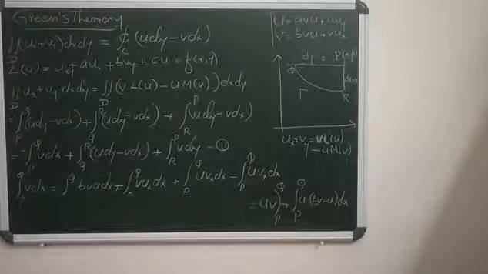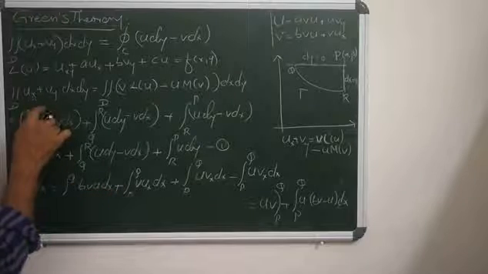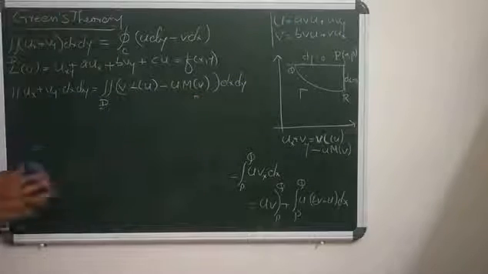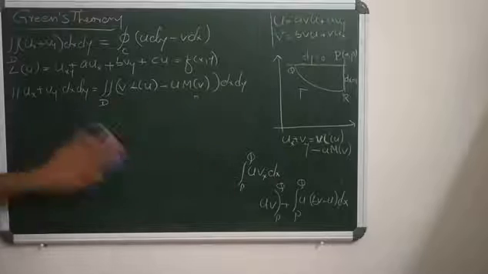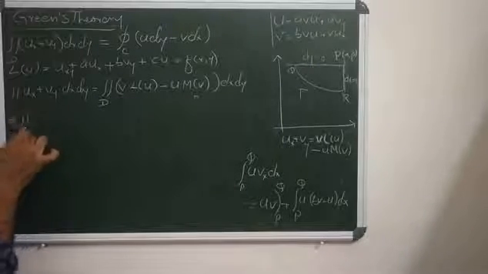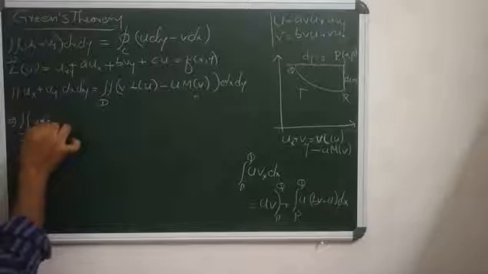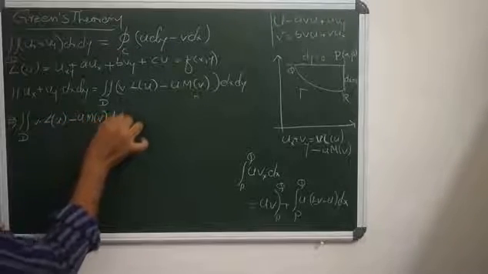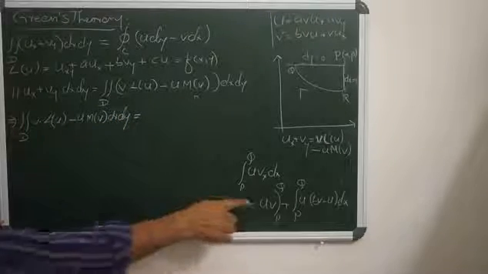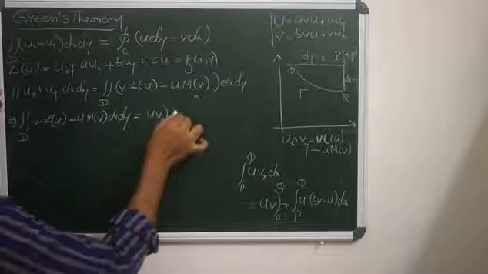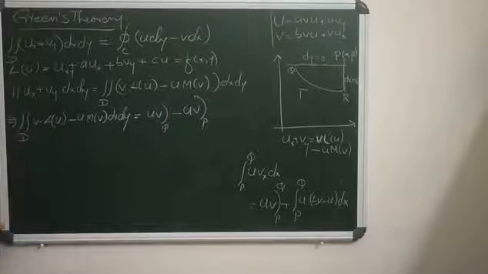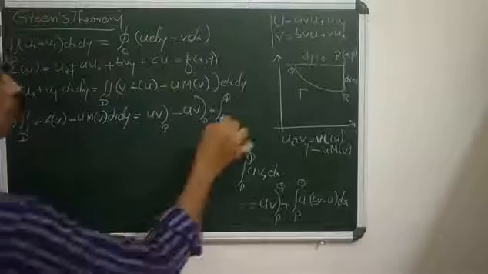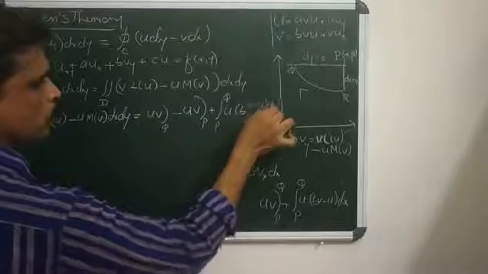Okay. Therefore, the double integral over D of v L of u minus u m of v dx dy equals uv along Q minus uv along P, plus the integral from P to Q of u into b v minus u dx. Clear?